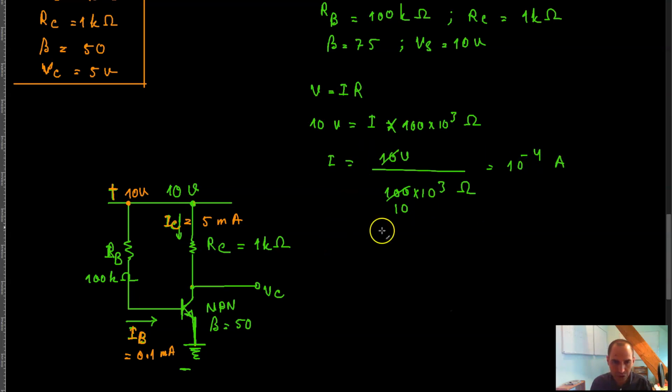So nothing has changed here yet, because changing the value of beta doesn't have any influence on the base current. It changes the collector current based on the base current. The base current is not going to change as a result of changing the beta of your transistor, and you got the same current before as well. So here I of B is equal to 10 raised to the power negative 4 amps, right?